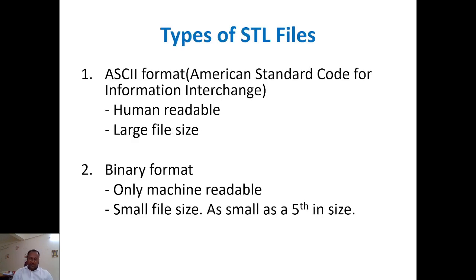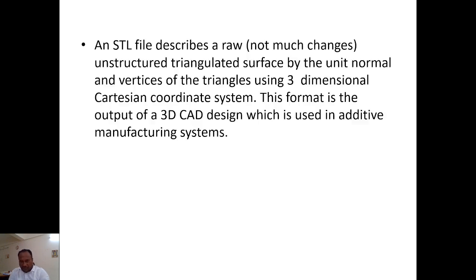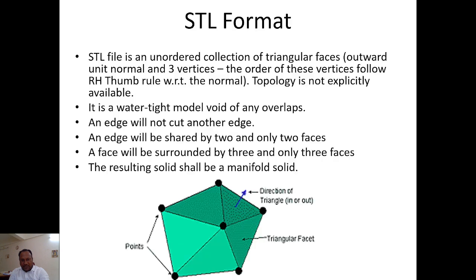So what are the types of STL files? ASCII, American Standard Code for Information Interchange, gives a large file size. Binary format gives a small file size. This type of STL format is unordered with respect to triangles. Then there is the edge and the direction of triangles. A facet is a triangle surrounded by three edges, and an edge is shared by two faces.